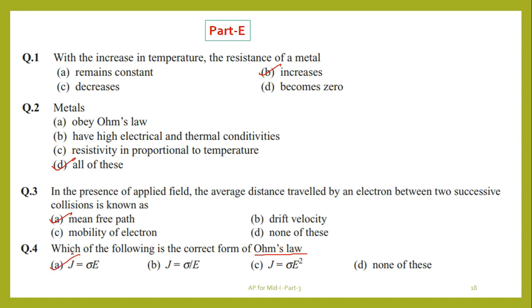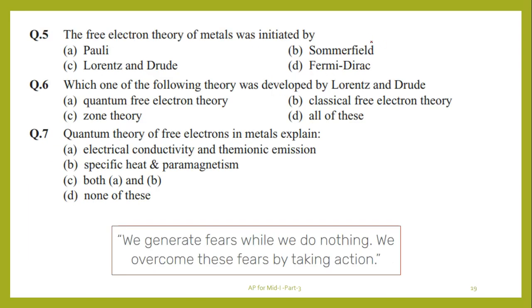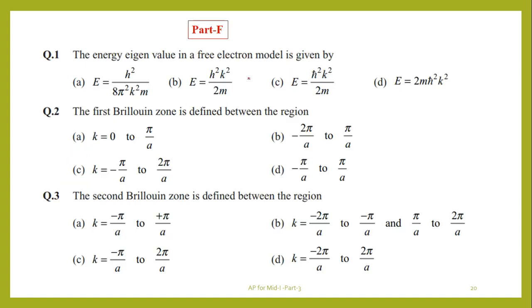That is J is equal to sigma E. The free electron theory of metals was initiated by Lorentz and Drude. Which one of the following theories was developed by Lorentz and Drude? That is nothing but the classical free electron theory. Quantum theory of free electrons in a metal explains electrical conductivity, thermionic emission, specific heat and paramagnetism, so both A and B. The eigenvalues of the free electron model are equal to h square k square by 2m.